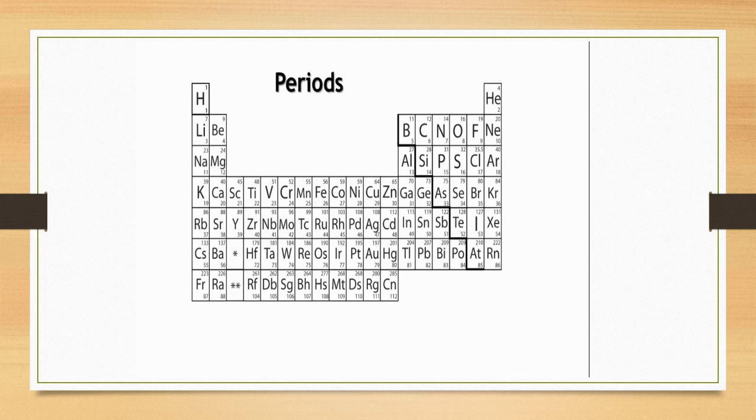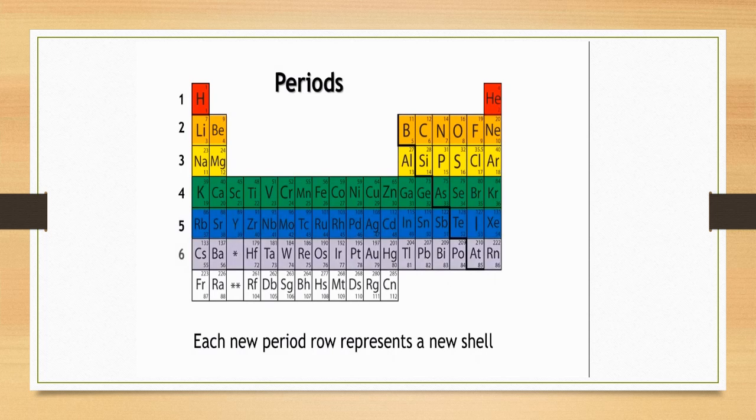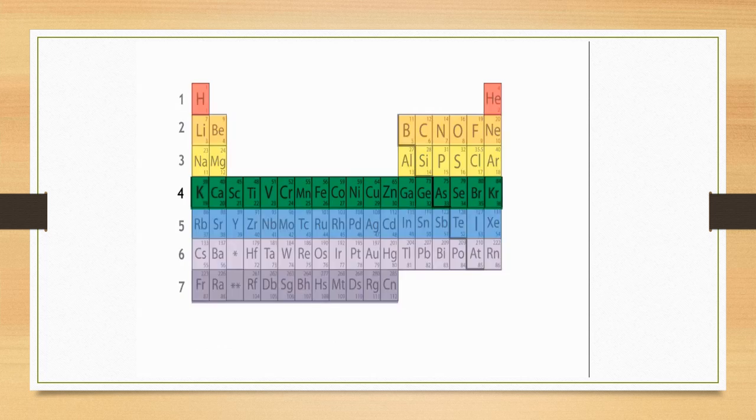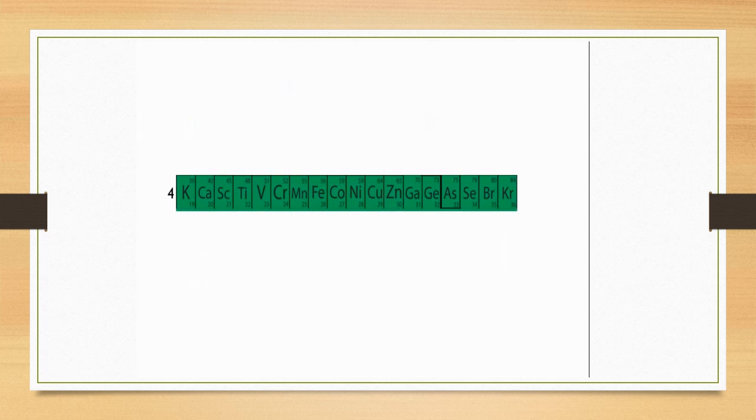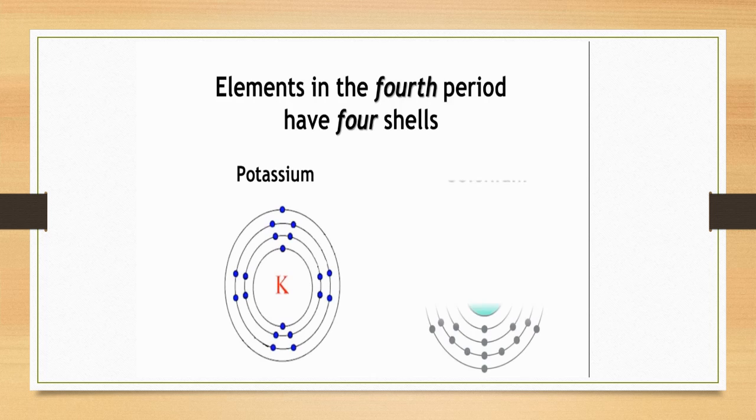Elements in the same period all share something in common. They have the same number of energy shells. Each new period row represents a new shell. Elements in the first period have one shell, and as we go down, the shells increase. Hydrogen is in the first period. It has one shell. Potassium is in the fourth period and has 4 energy shells, as do all the other elements in this period.